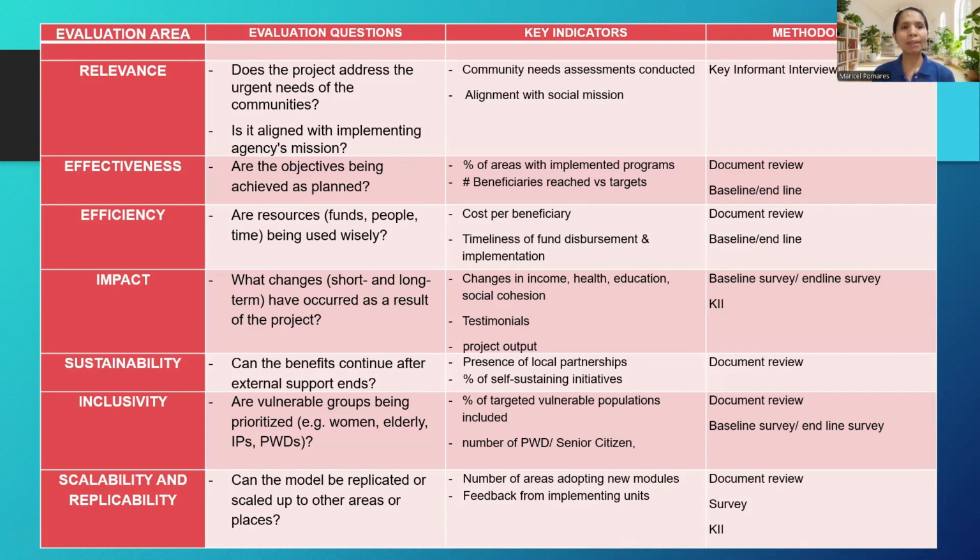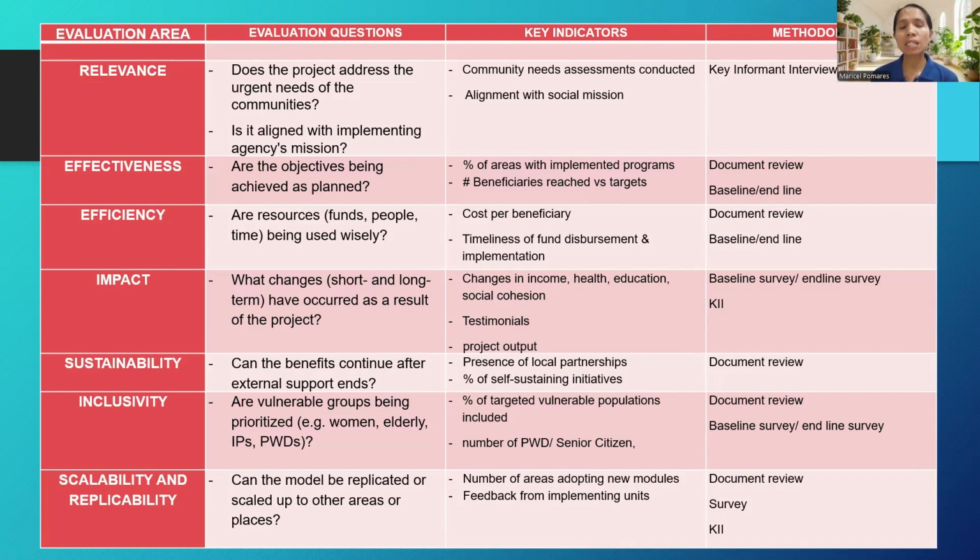Now let's talk about the efficiency. So now in this area of evaluation, we need to know in the question, are our resources, funds, people, and our time being used wisely? And the key indicators, cost per beneficiary, timeliness and fund disbursement and implementation. How would we know it? Document review again, the baseline and the end line.